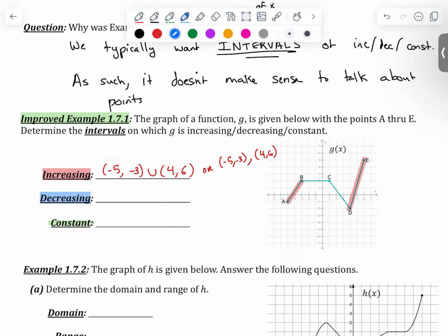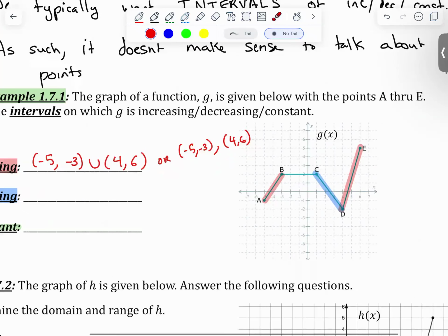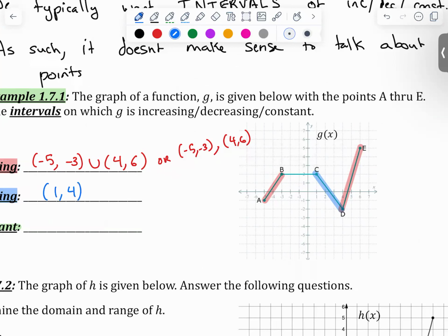Anyways, back onto it. Decreasing is where the function's walking downhill, which we already saw was from C to D. And so we're looking for the x values. So that's going to be from 1 to 4. And then constant, we're looking for where the function is flat, which should be right here from B to C. And that's from x equals -3 to x equals 1. So from -3 to 1.